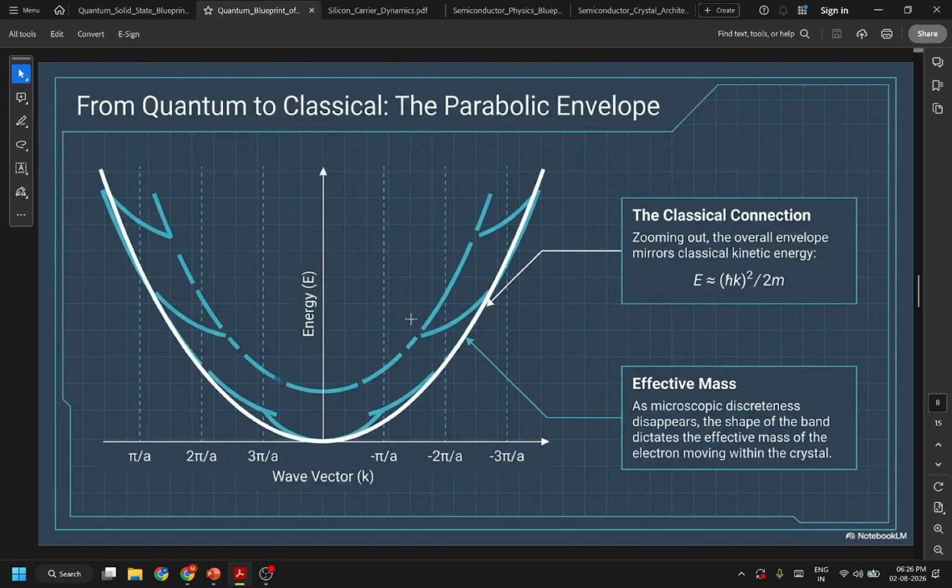Now, if you plot all the solutions from the Kronig-Penney model on your parabolic curve, you will see that the overall envelope will mirror the classic kinetic energy, E equals h bar squared k squared by 2m, which is given by the parabolic curve.